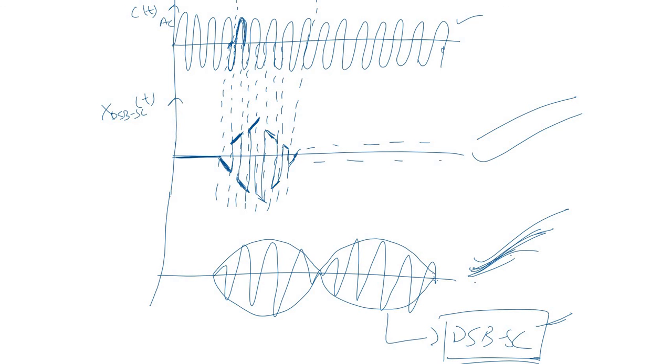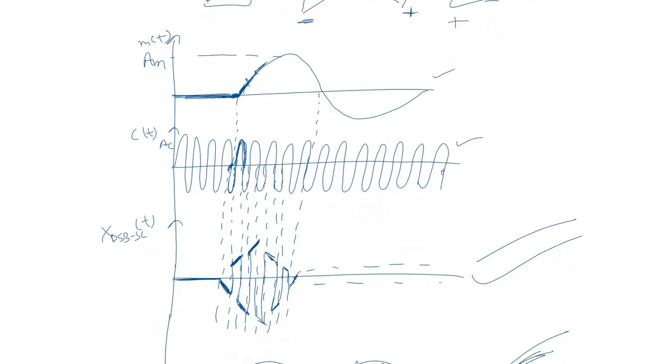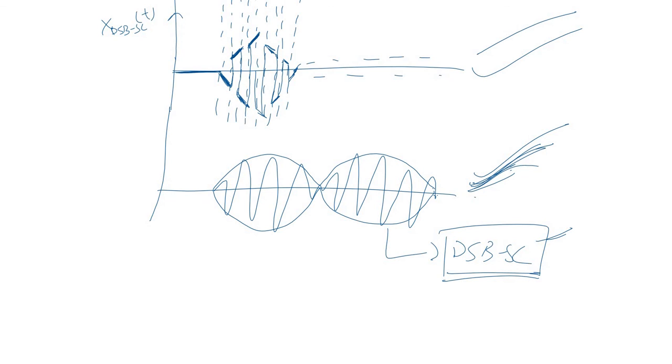So that is all for this lecture. We'll discuss the second type of generation method, that is the balanced modulator method, in the next lecture.